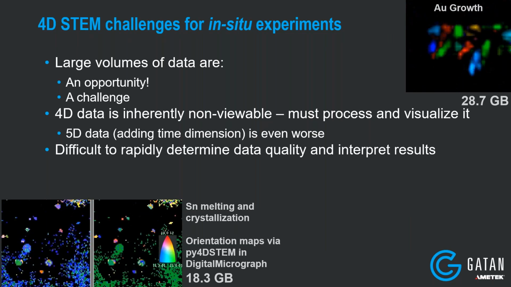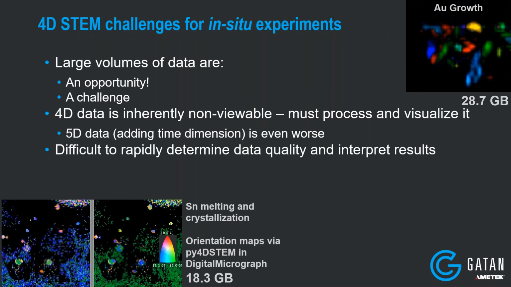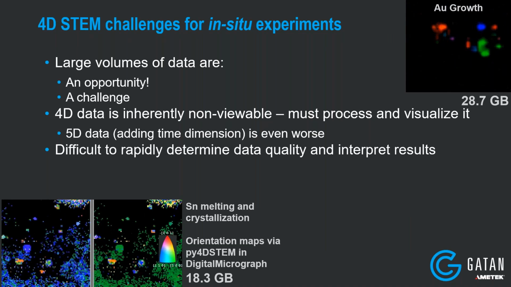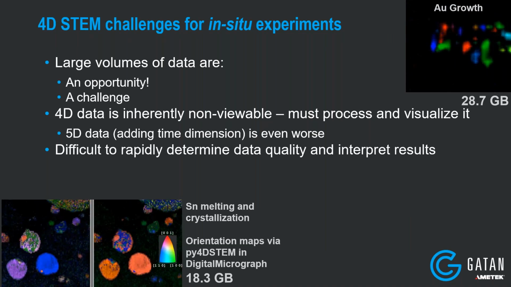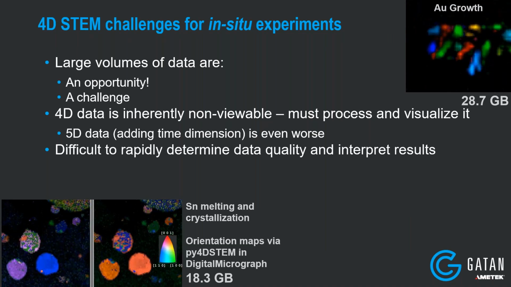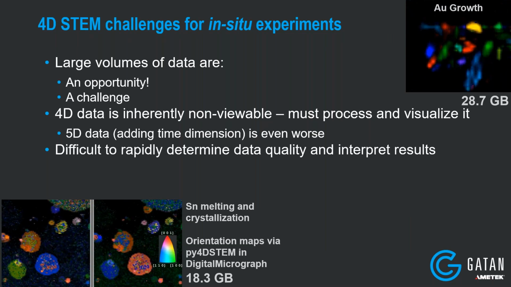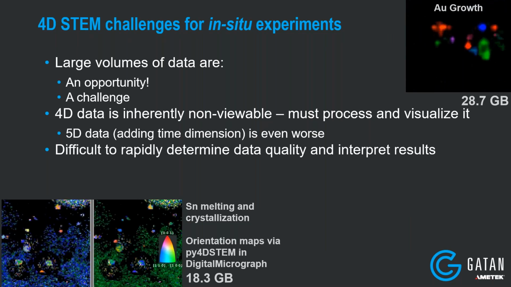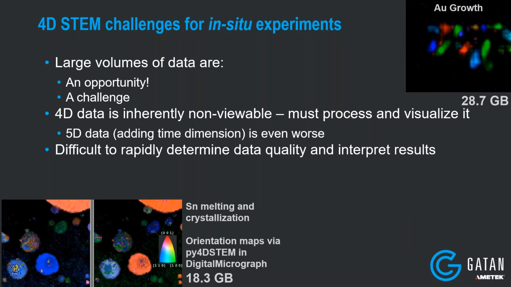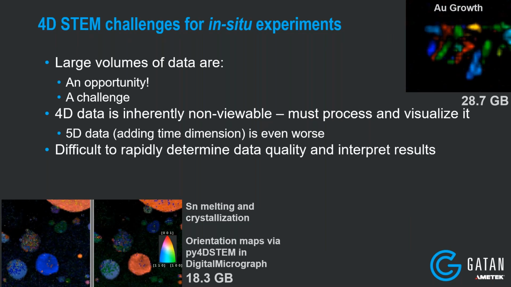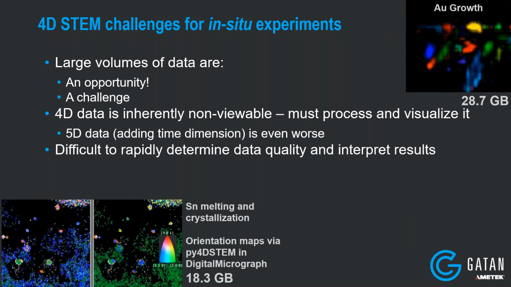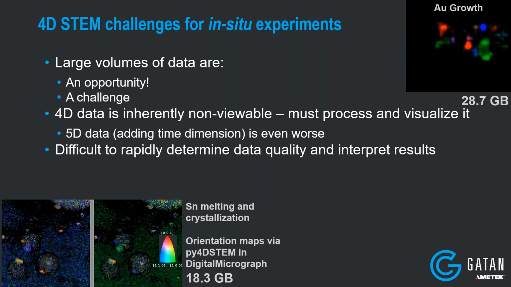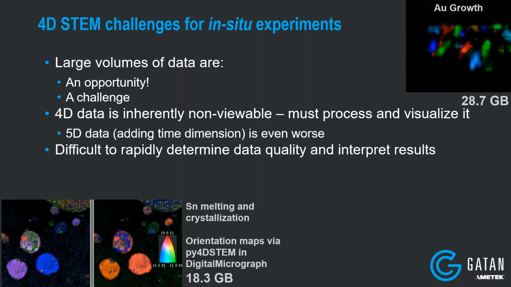And all of this means that it can be difficult to rapidly determine either the data quality: do I have artifacts in my data? Am I seeing the information about my sample that I want to see? And to interpret results, you know, is the science that I was expecting, is the transformation that I expected at a certain temperature actually happening? It can be difficult to determine this in real time.